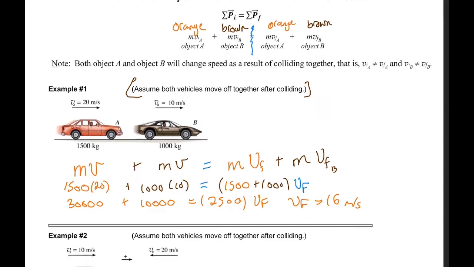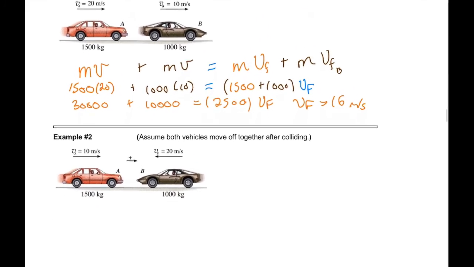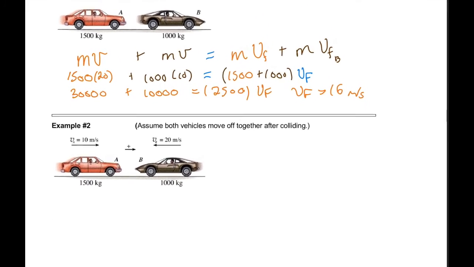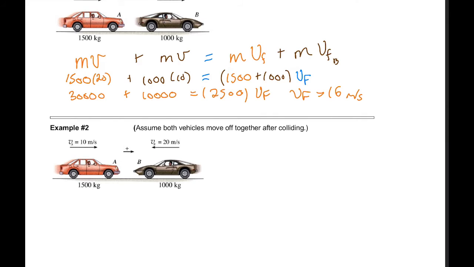Let's try this again over here. So we're going to assume again that they move off together after colliding. There are no external forces. Our system consists of both cars, orange on brown, brown on orange. So we'll skip right to filling in their momentums. We're going to say P initial equals P final, P before the collision equals P after.